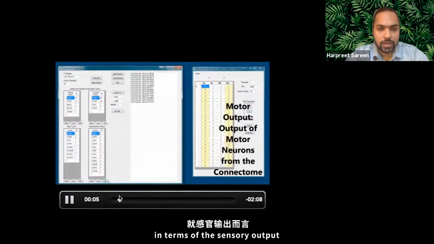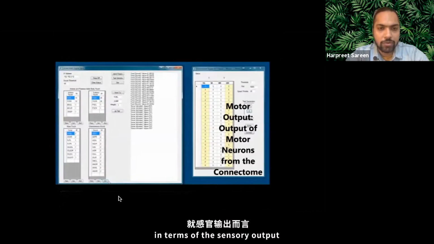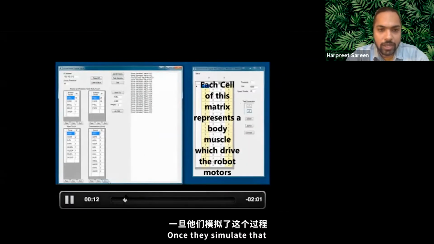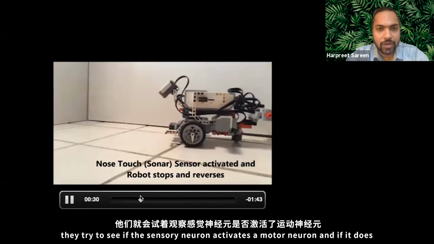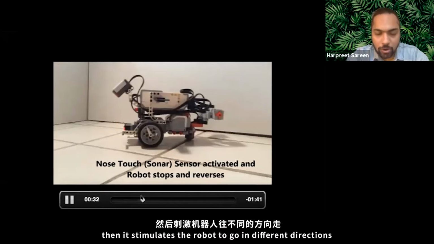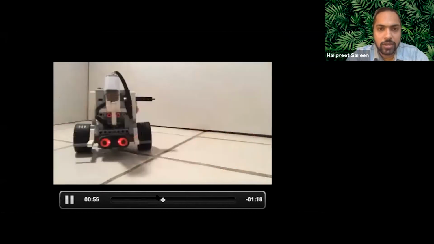As you see here, in terms of the sensory output, these researchers actually simulate that on a software. And once they simulate that, they try to see if the sensory neuron activates a motor neuron. If it does, then it stimulates the robot to go in different directions. Okay.